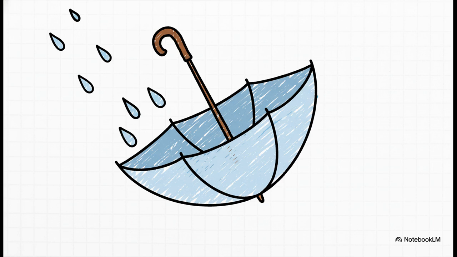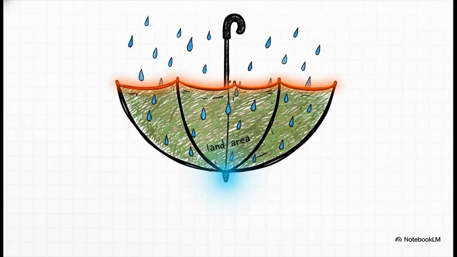I want you to picture an umbrella, but flip it upside down, like you were trying to catch the rain. This is a perfect visual for how it works. The fabric of that umbrella, that's the land area of the watershed. The rim of the umbrella is the boundary. And any single raindrop that falls inside is guided all the way down to that one central point at the bottom. And that, in a nutshell, is a watershed.